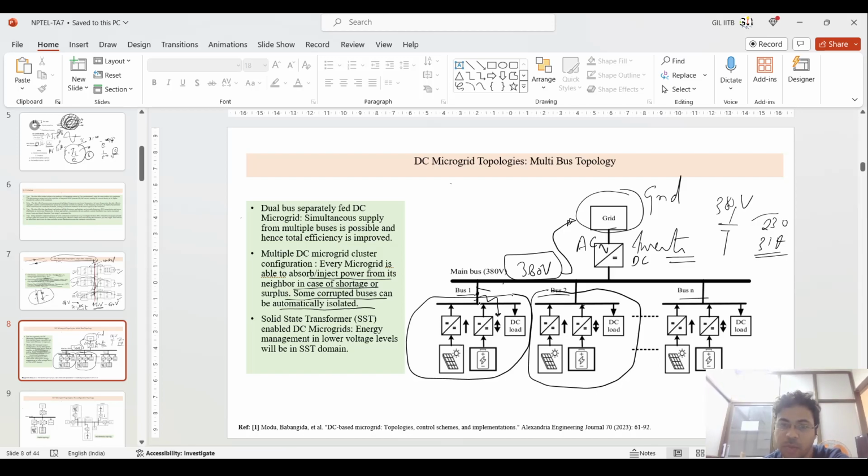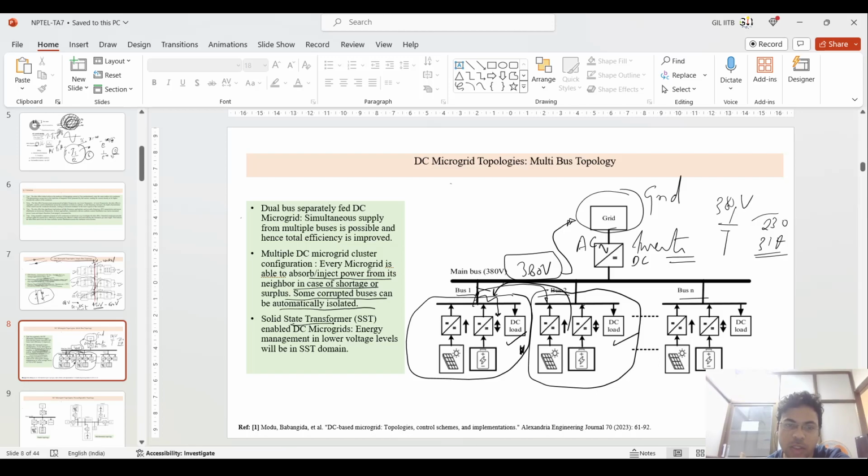And this bus 1 can also supply power to bus 2 load. Suppose this is a DC load at bus 2. This DC load at bus 1 can get supply from the DC generating source at bus 2 also. This is most important.